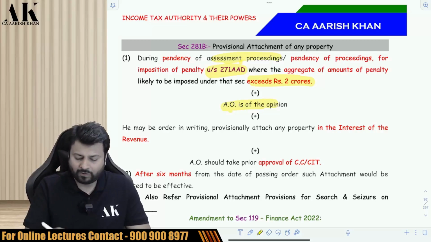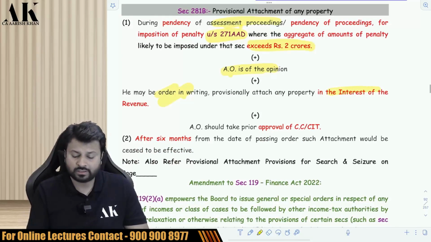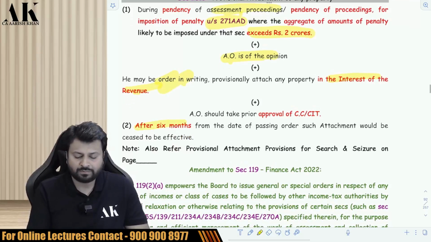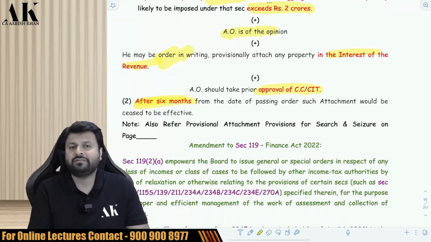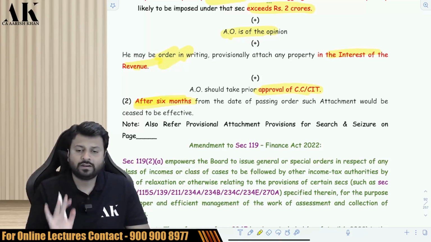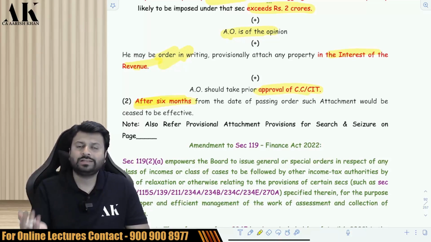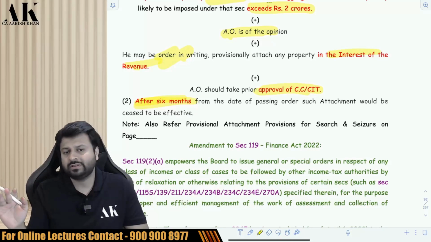So he may, by order in writing, provisionally attach your property in the interest of the revenue, and this attachment of property will be done after taking approval from the Chief Commissioner or Commissioner, and that too it will remain effective only for a period of 6 months from the date of passing of order of such attachment. Once 6 months have gone, the attachment will cease to have any effect.